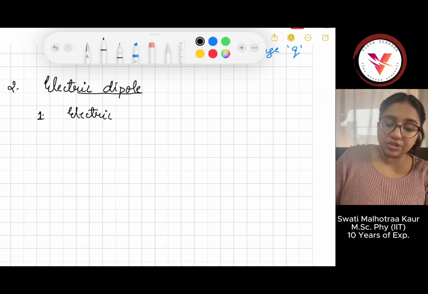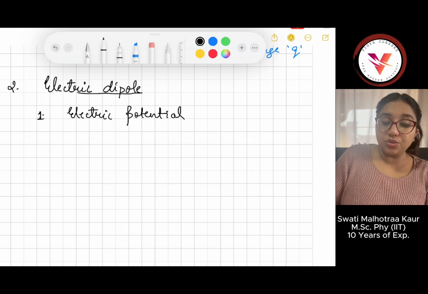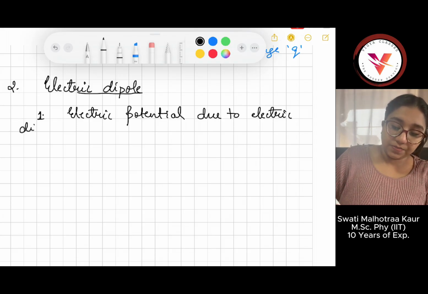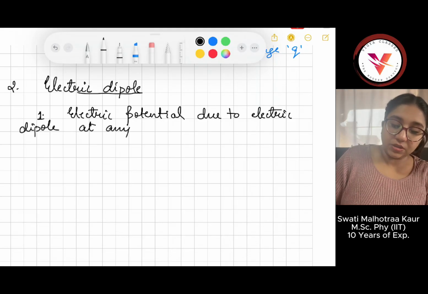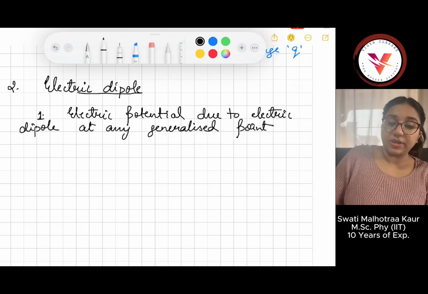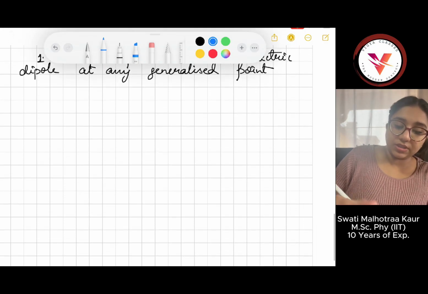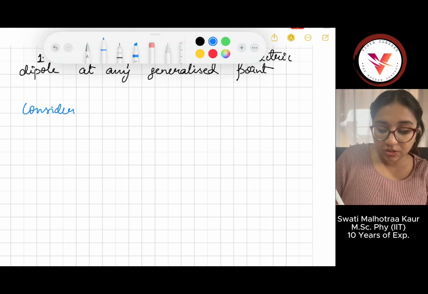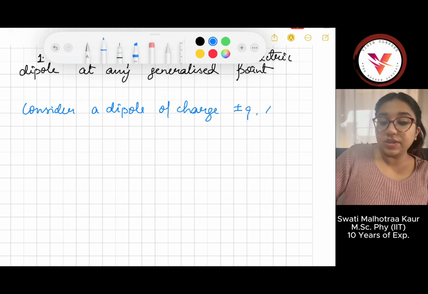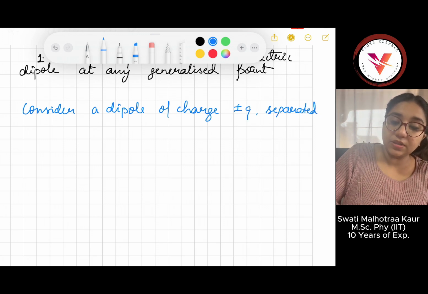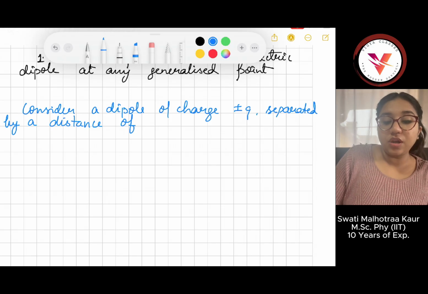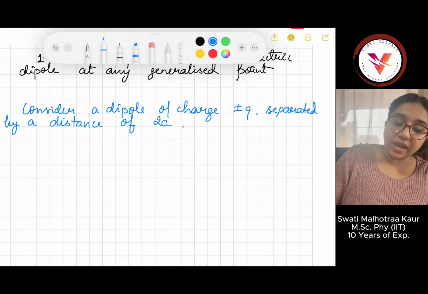It's a simple scalar quantity, you just have to add or subtract considering the sign of the charge. So electric potential due to an electric dipole at any generalized point. Okay, so here we have considered again a dipole of charges plus minus q separated by a distance of 2a.